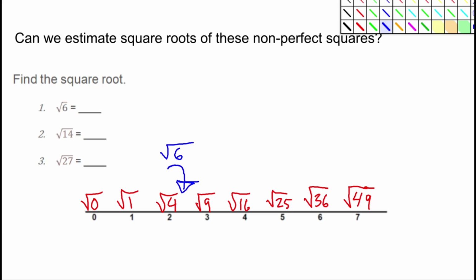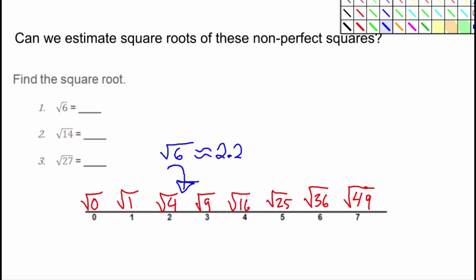So what would you estimate that to be? I would probably estimate that really quick to be, I don't know, probably around 2.2. I might be off by a little bit, but I know it's going to be between 2 and 3 because it's between the square root of 4 and the square root of 9. That's where it falls.